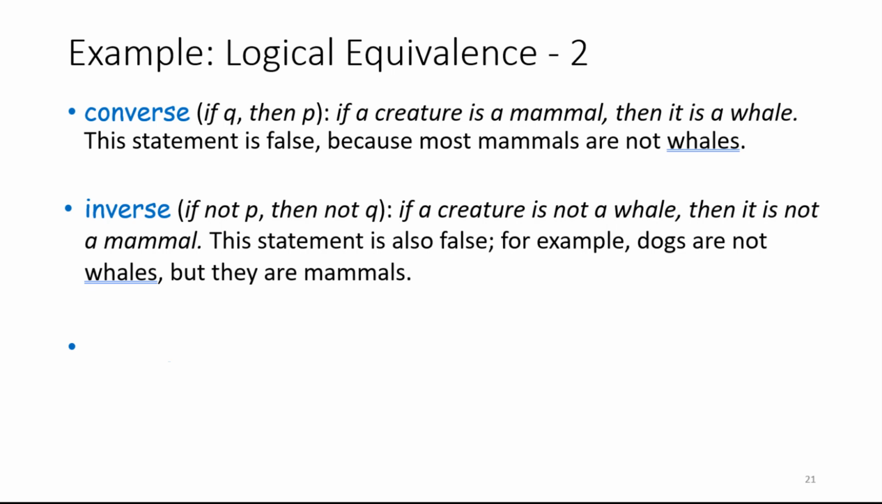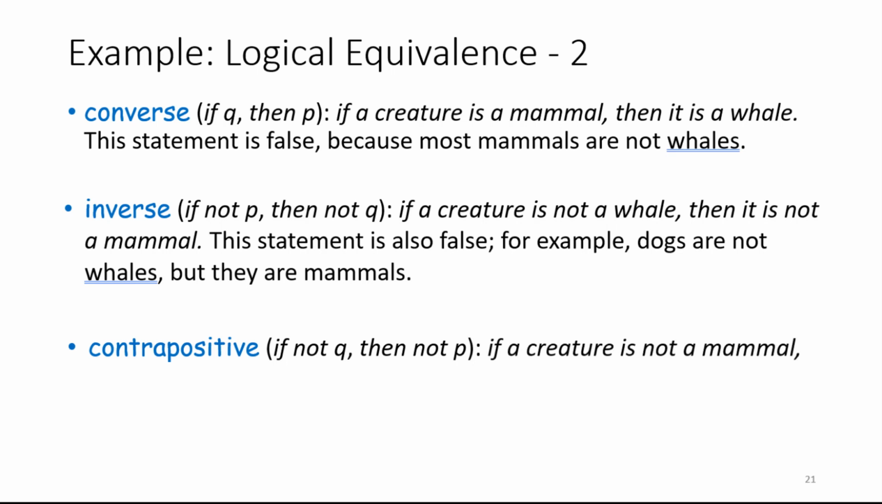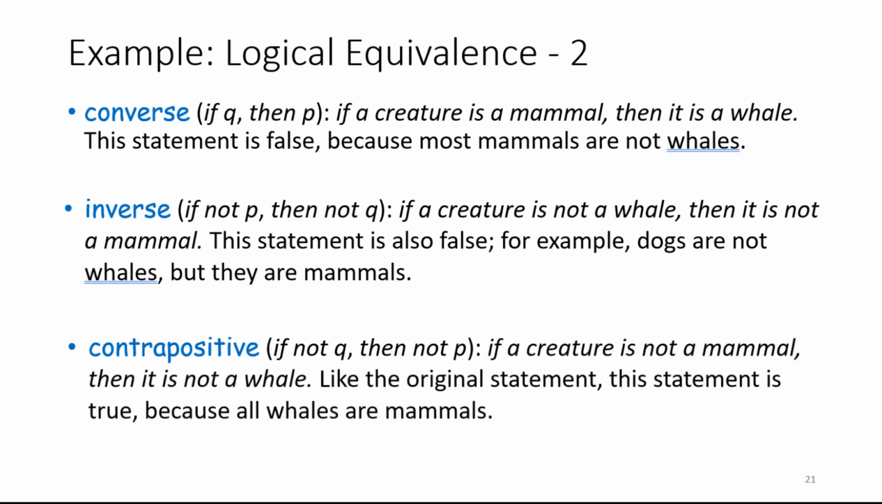Now let's look at the contrapositive. If not Q, then not P. If a creature is not a mammal, then it is not a whale. And like the original statement, this statement is true because all whales are mammals.